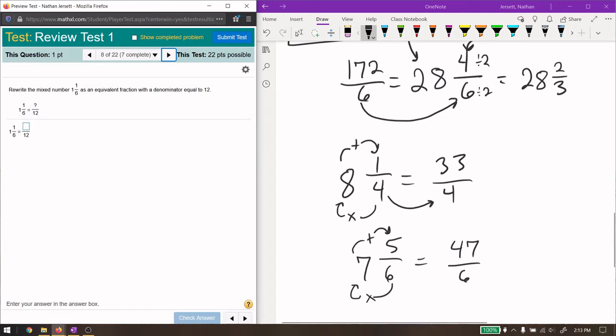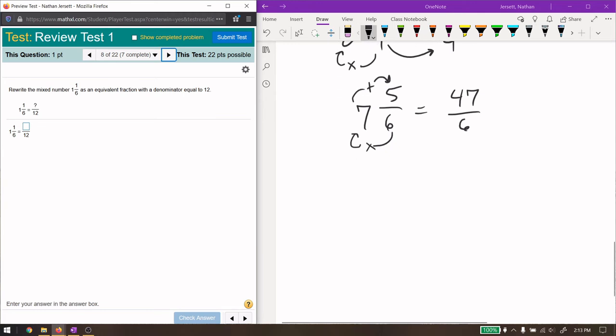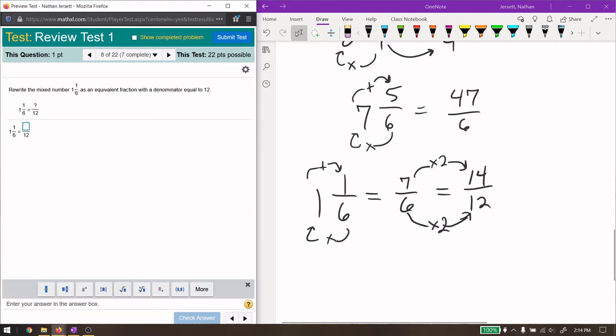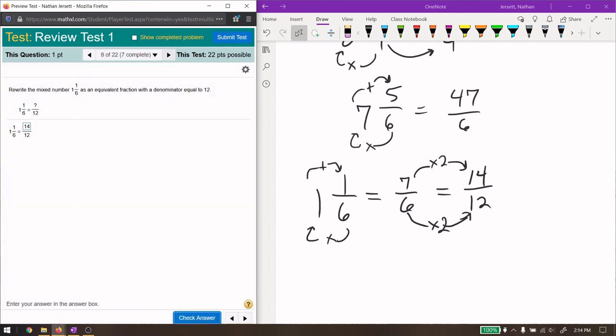All right, rewrite the mixed number as an equivalent fraction with the denominator equal to 12. All right, 1 and 1/6. We can first change it to an improper fraction. 6 times 1 is 6, plus 1 is 7. But we want it to be over 12. Well, 6 times 2 is 12, which means 7 times 2 is 14. So 1 and 1/6 is the same thing as 14 over 12.